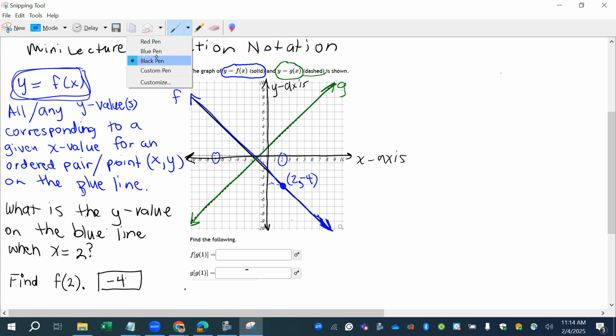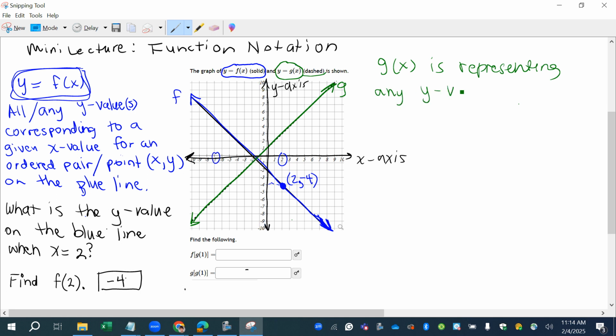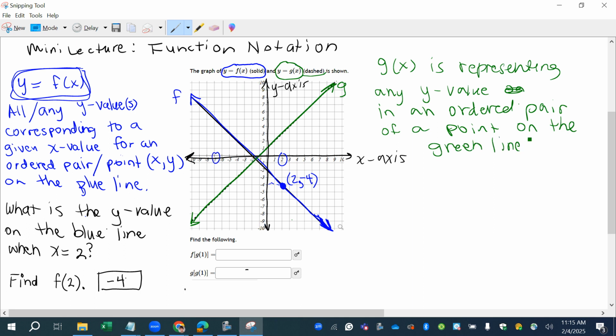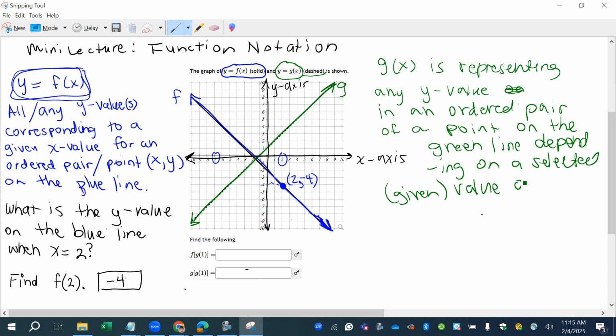And similarly, for the other function, g of x is representing any y value in an ordered pair of a point on the green line, depending on a selected or given value of x.